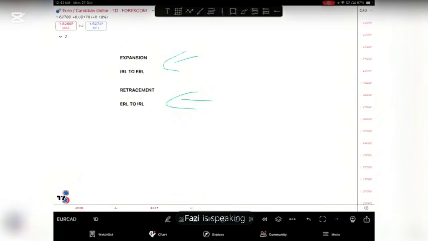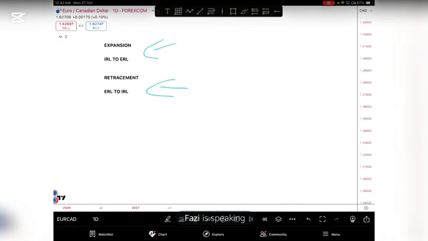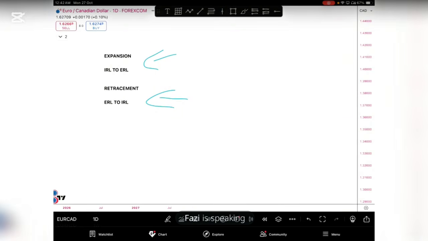Many people know this, many people can see how they are trading, but they can't utilize it. They don't know how to use it. They don't know the procedure to use it. Okay, so I told you that whenever you see that the internal range liquidity has been taken out, the price moves to external range liquidity.